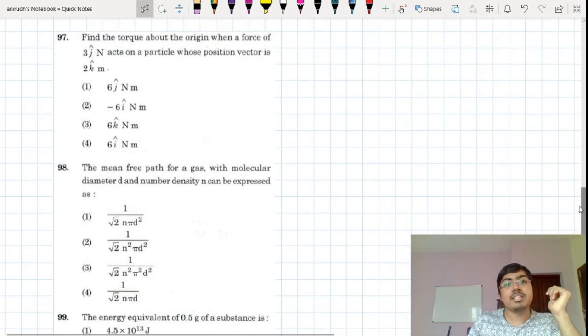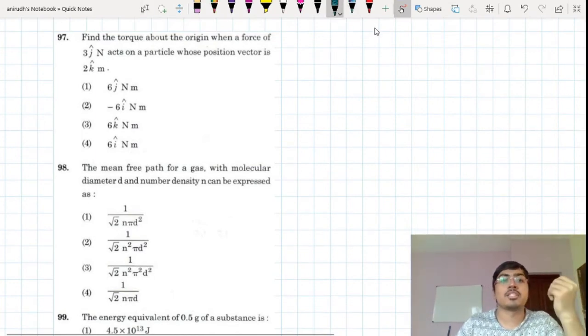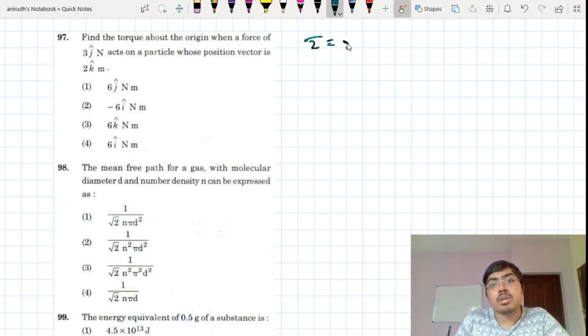Question number 97 is again a simpler question. Very basic equation of torque has to be utilized for the purpose of solving this. Find the torque about the origin when a force of this much Newton acts on the particle whose position vector is this much. Tau is equal to r cross F.